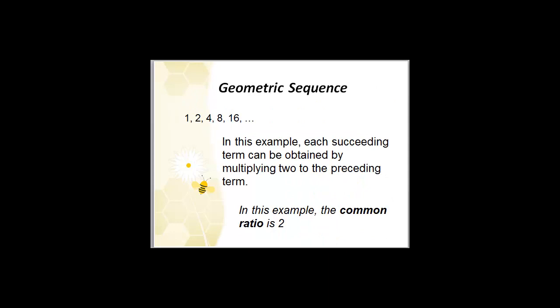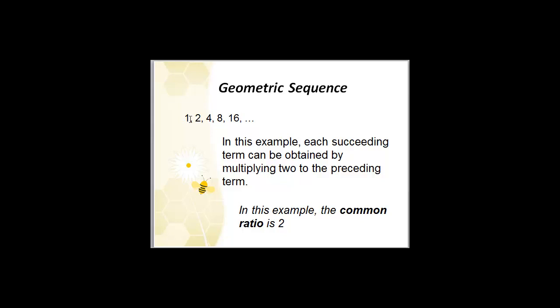So the other type of sequence is the geometric sequence. So in a geometric sequence, instead of the same number being added to each term to obtain the subsequent term, the same number is multiplied by each term to obtain the subsequent term. All right, so rather than having a common difference as the arithmetic sequences do, geometric sequences have what's known as a constant multiplier or a common ratio.